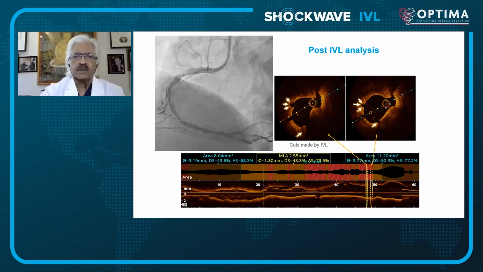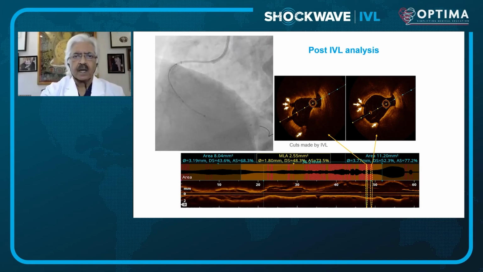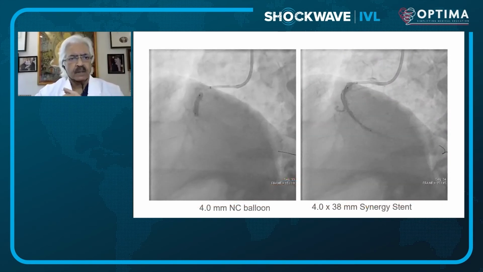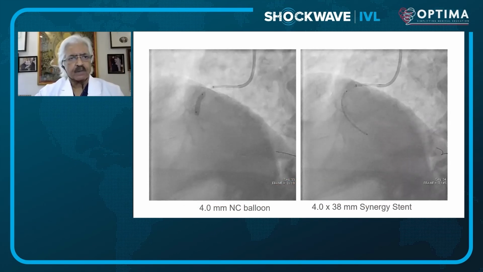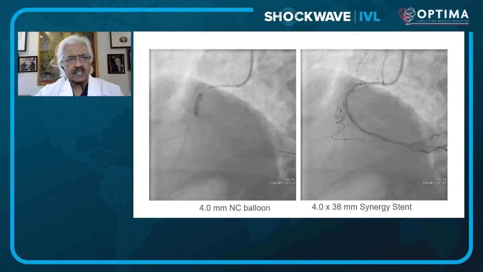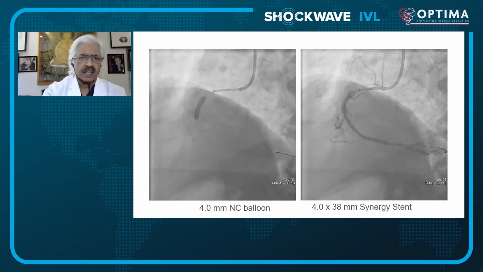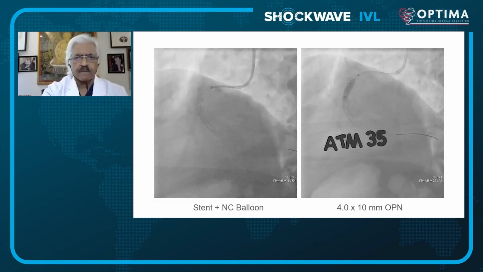Post-IVL analysis demonstrates adequate fracture of the calcium at the tightest lesion point. And subsequently, a 4 by 38 millimeter drug-eluting stent is implanted, blown up with a non-compliant balloon, which still shows some residual stenosis of greater than 20% at the tightest point, and that may be due to the fact that I was undersized with the IVL for the vessel.